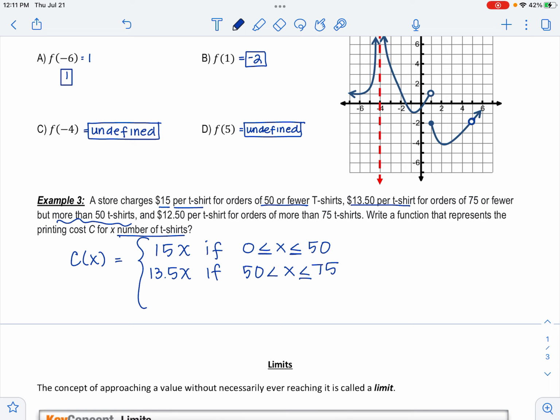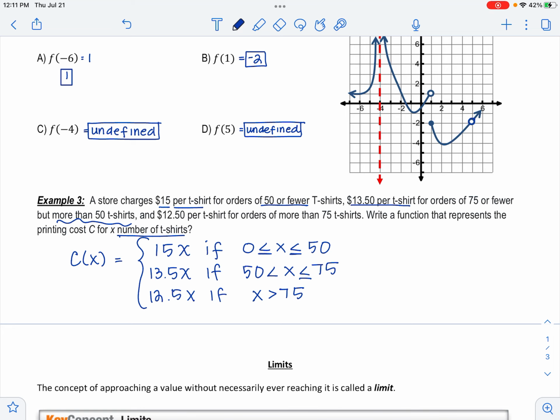All right, last but not least, $12.50 per t-shirt. And that's if orders are more than 75, right? And it's not 75 to infinity. It's just more than 75, right? So we're going to say x is greater than 75.